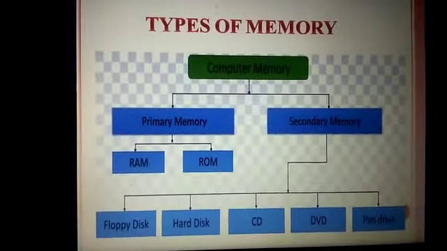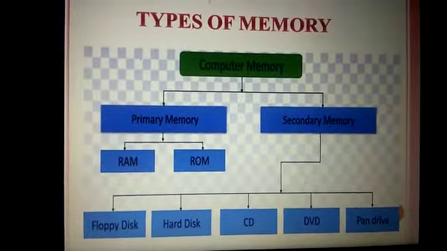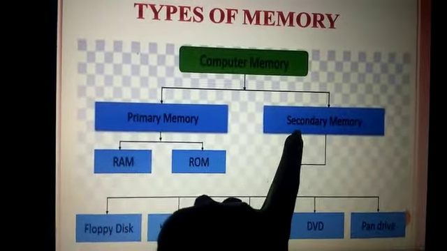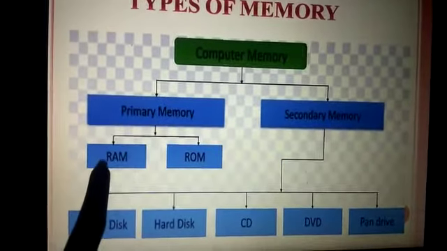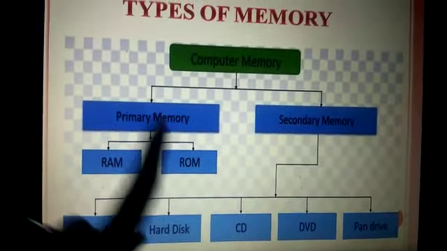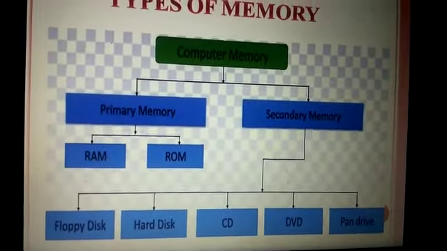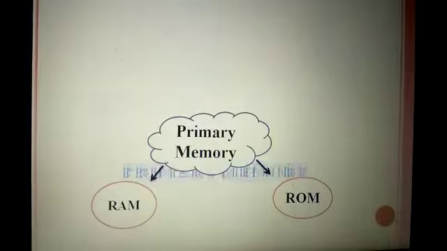Next is types of memory. A computer memory is divided into two parts, primary memory and secondary memory. Primary memory is divided into two parts, RAM and ROM. And secondary memory includes floppy disk, hard disk, CD, DVD, pen drive and multimedia card.